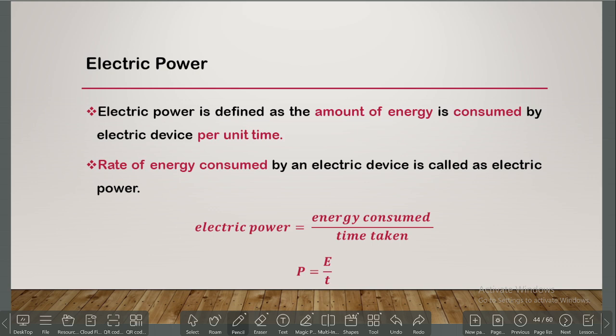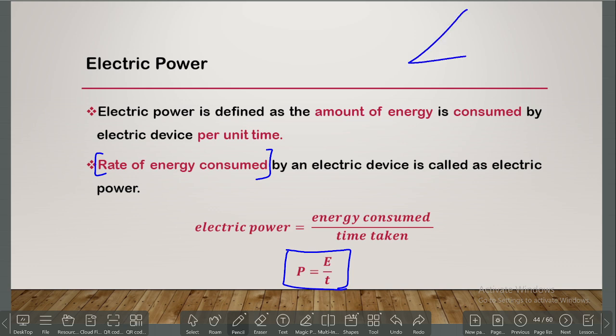Generally we can define electric power as the rate of energy consumed. Clear? And what is the formula to calculate electric power? Electric power is equal to energy consumed by time taken. The formula to calculate power is P is equal to E by T.